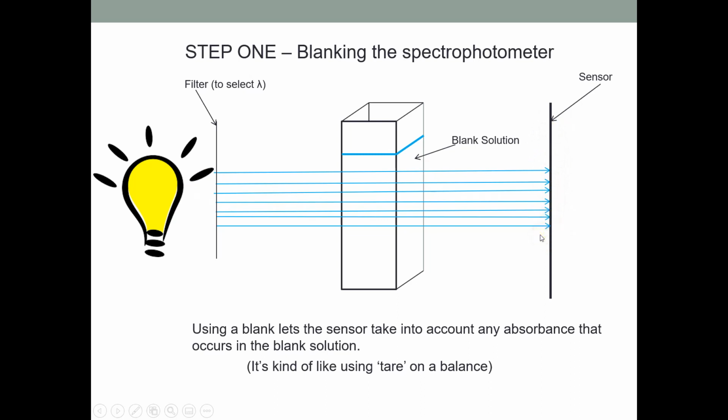The first step in spectrophotometry and using the spec is to blank the spectrophotometer. And that's very much like using tare on a balance. So you'll have a vial. It's called a cuvette. That's the square vial here. And in that cuvette, you'll put what's called a blank solution. Now, your blank solution could be pure water. Even pure water is going to absorb certain wavelengths of light. And so, in order to take into account how much light that blank solution is absorbing, you're going to blank the spectrophotometer.